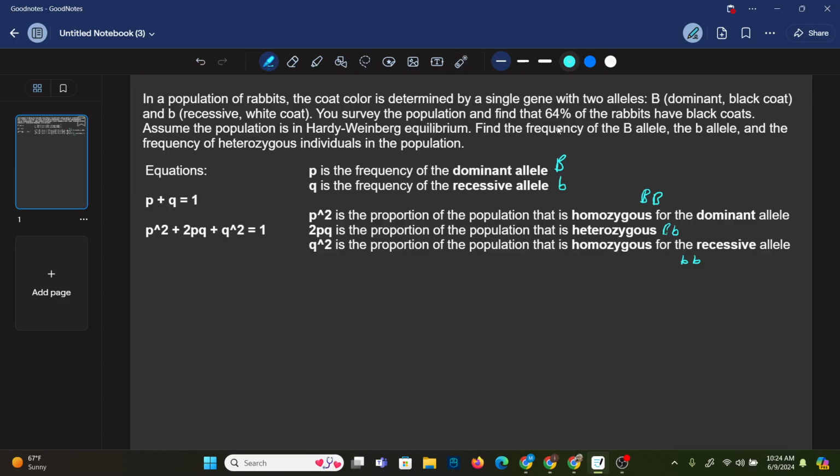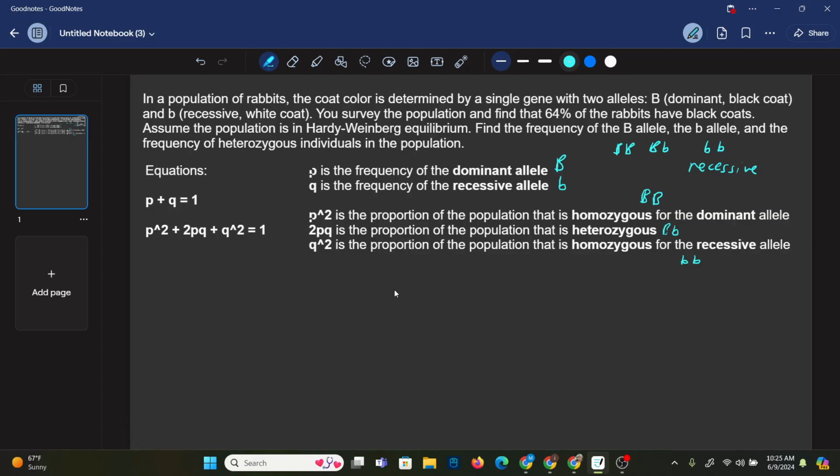So we know already that 64% of rabbits have black coats, which is dominant. We want to find the percent of rabbits that have white coats, which is recessive. We want to find recessive because black coats, which is dominant, can be either big B, big B, or big B, little b. But if it has the white coat, we know it has to be little b, little b. And so that's why we solve for recessive.